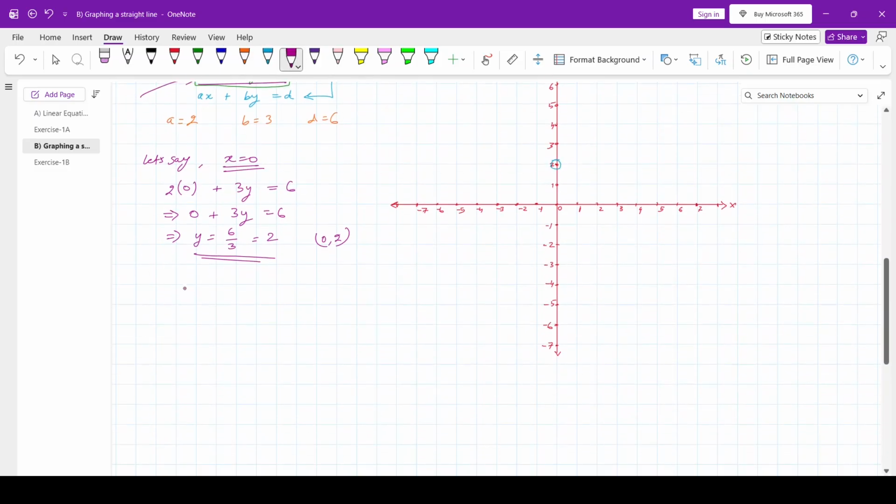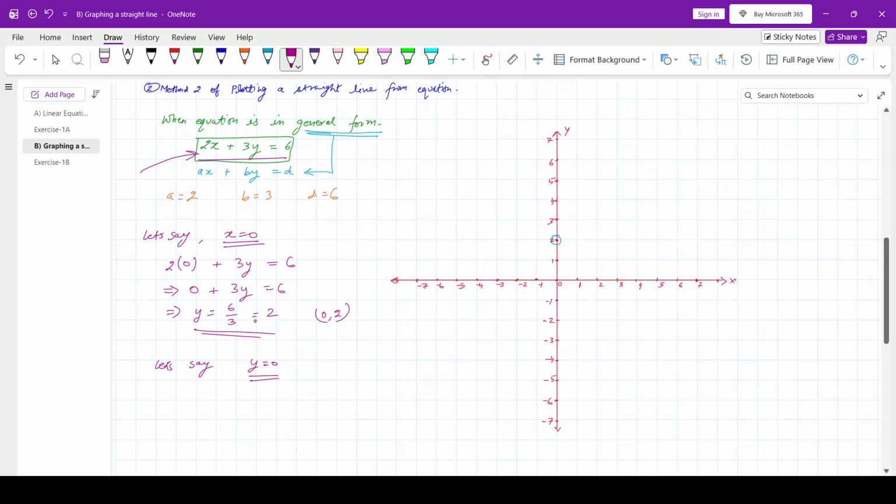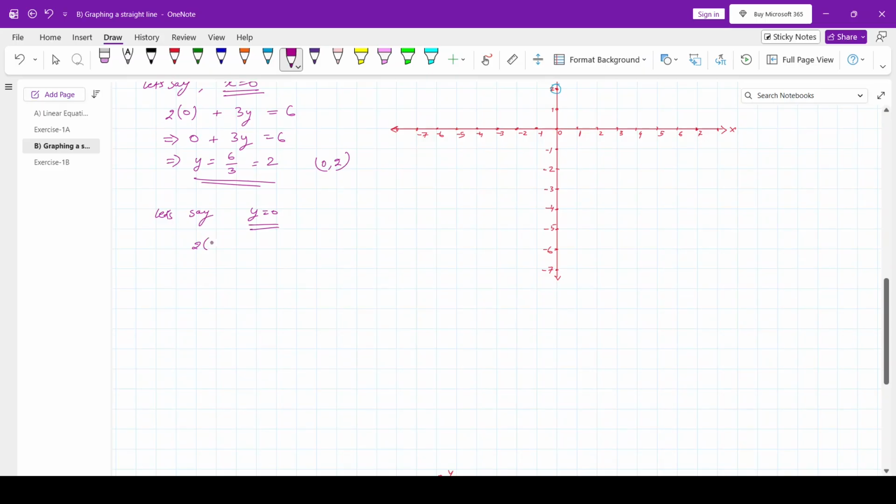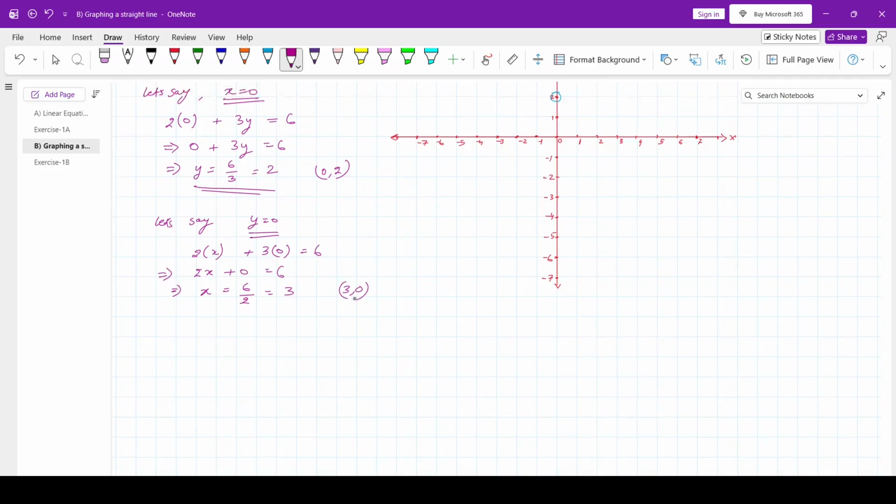Similarly, let's say y is equal to 0. Now when we put the value of y as 0 in this very same equation, we get 2x plus 3 into 0 is equal to 6. Solving this equation, we get 2x plus 0 is equal to 6, and moving this 2 over to the right side, we get x is equal to 6 by 2, that is 3. So we can say that this 3 comma 0 also lands on the line.